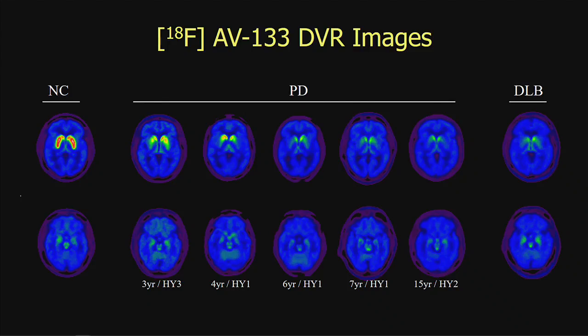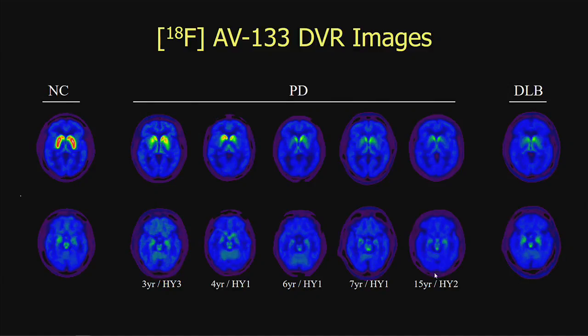Now, to switch gears to AV133, which has been pursued by Dr. Rowe and his group here, and as well by our group. This is the fluoropropyl derivative of tetrabenazine. Here's the appearance in the normal, and this does allow you in a single patient, based on F18's nice resolution characteristics, to see the midbrain.